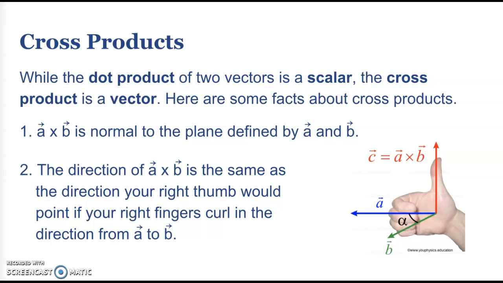The direction of the cross product is the same as the direction your right thumb would point if your right fingers curl in the direction from A to B. And by that I mean if you were to put the side of your hand with the pinky on vector A, with your wrist at its beginning and your pinky at its pointy part, and then curl your fingers in the direction of vector B, your thumb is either going to point up when you do that, or it's going to point down. If it points up, we say it's positive, and down, negative.